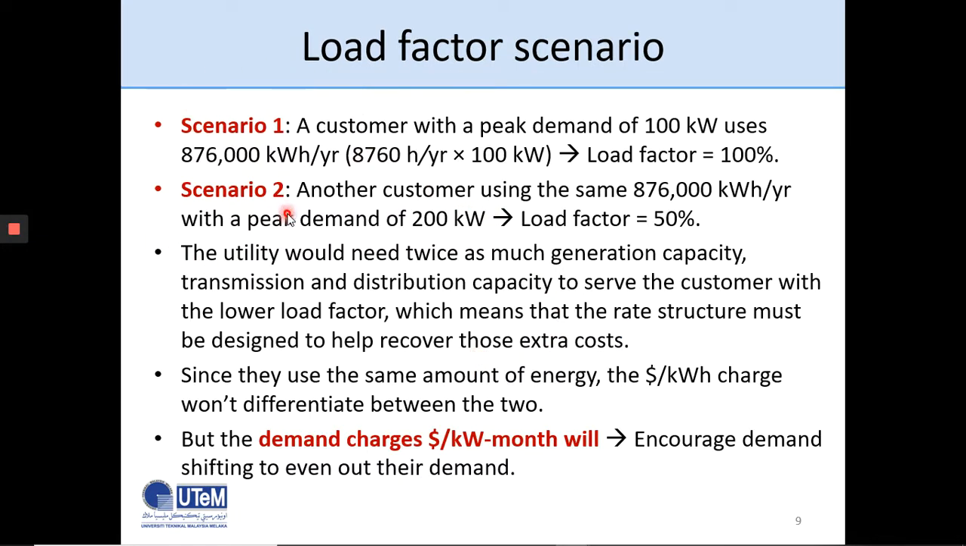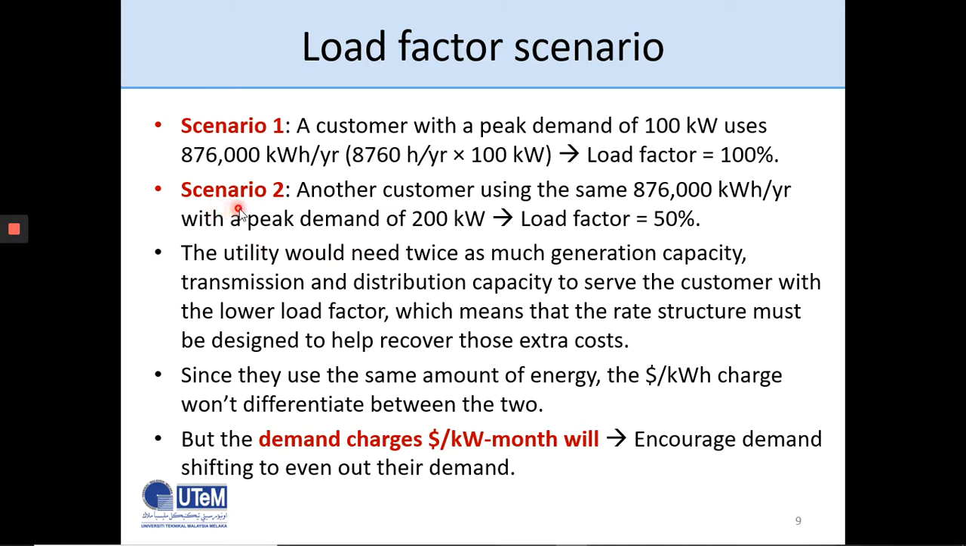So we have two scenarios. Scenario one, a customer that has a peak demand of 100 kilowatt. So the peak demand is only 100 kilowatt and it uses 876,000 kilowatt hour per year, right? So this customer has a load factor of 100%. That means it only uses a constant amount of power, 100 kilowatt, for every hour throughout the year. Basically, if we turn it into a graph, it's going to be a flat line, 100 kilowatt throughout the year.